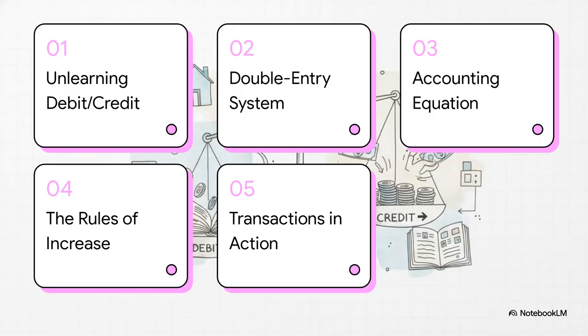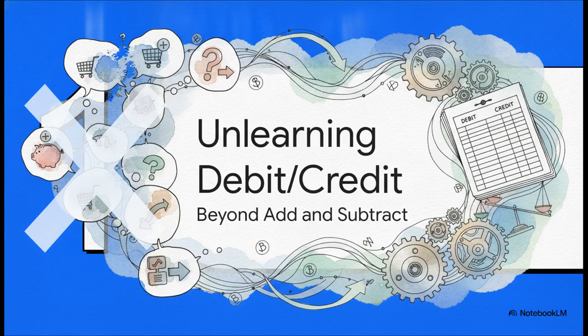So here's our quick roadmap for today's explainer. 1. Unlearning debit and credit. 2. The double entry system. 3. The core accounting equation. 4. The rules of increase. And finally, 5. Transactions in action. Let's jump right in.